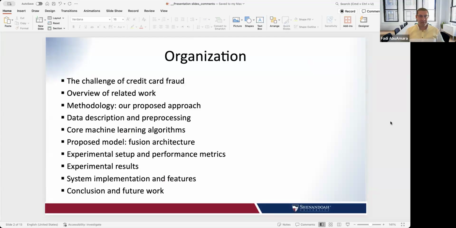These are the list of topics to be presented today. First, I'm going to discuss the challenges of credit card fraud detection, then overview of related work, then our proposed methodology, then data description and pre-processing, then the core machine learning algorithms, then the proposed integrated approach. Then I'll discuss the experimental setup and performance metrics. After that, experimental results, system implementation and features, and finally, conclusion and future work.